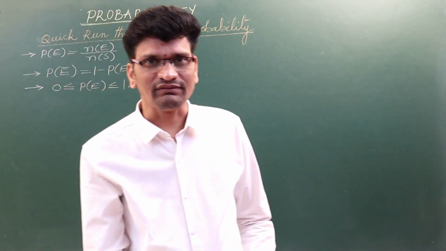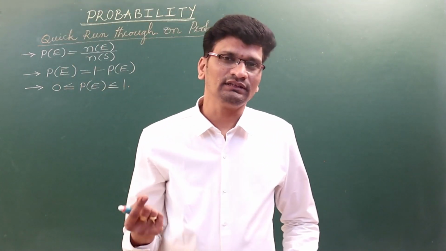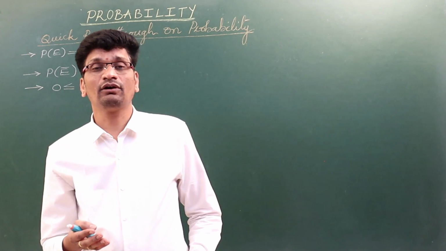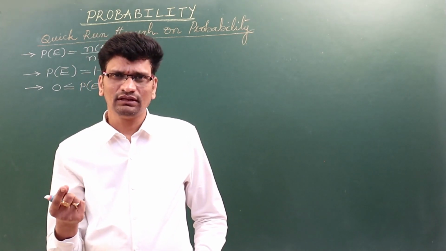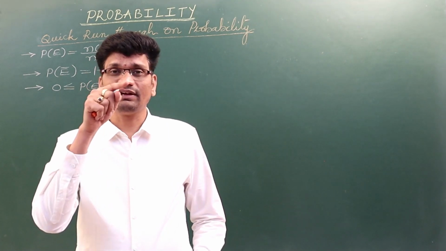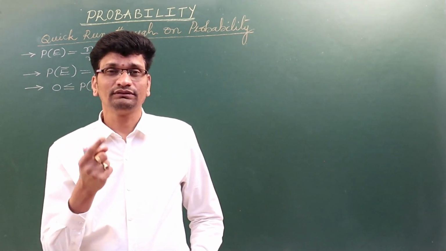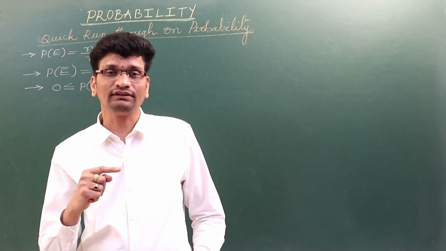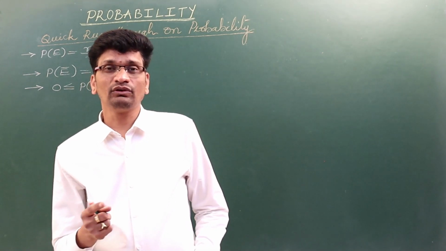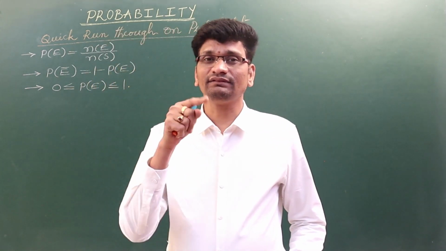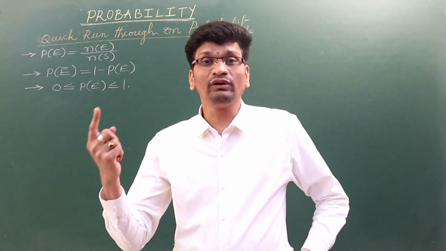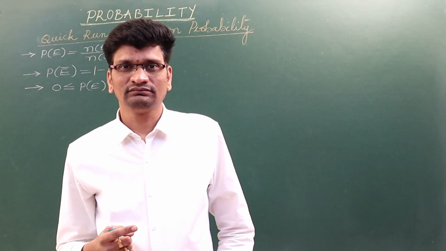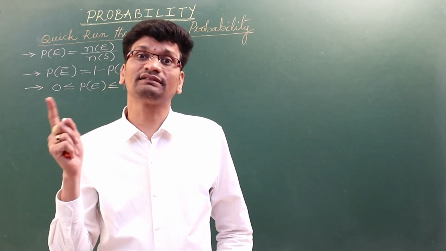What is an impossible event? Let us see. When a die is rolled, what is the probability of getting the number 7? It is not possible. Therefore, in that case we find favorable chances 0, 0 by total chances 6, which is 0. So the probability of an impossible event is 0. And when will we get 1? When the event is a certain event.